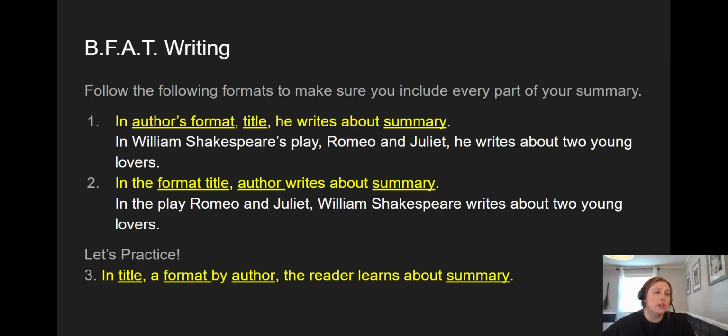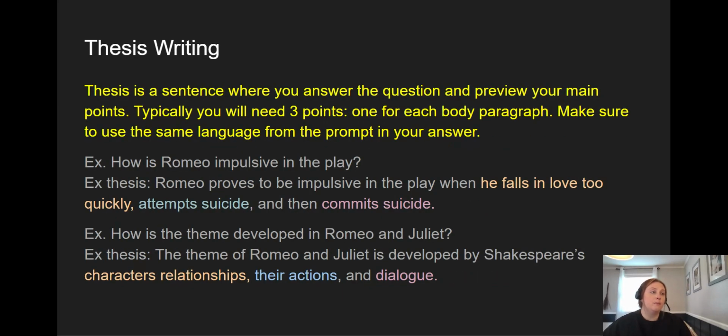So if you're looking at the first formula, you could say, in William Shakespeare's play, Romeo and Juliet, he writes about 2 young lovers. So I have everything that I need for my BFAT or my tag section. I have my title, I have what my author's name is, I've got the genre, and I've got a summary. Okay, and again, look at that second one. I'm including everything the same. In the play Romeo and Juliet, William Shakespeare writes about 2 young lovers. Okay, so again, I'm having all the required information before I start pulling in that really, really important evidence.